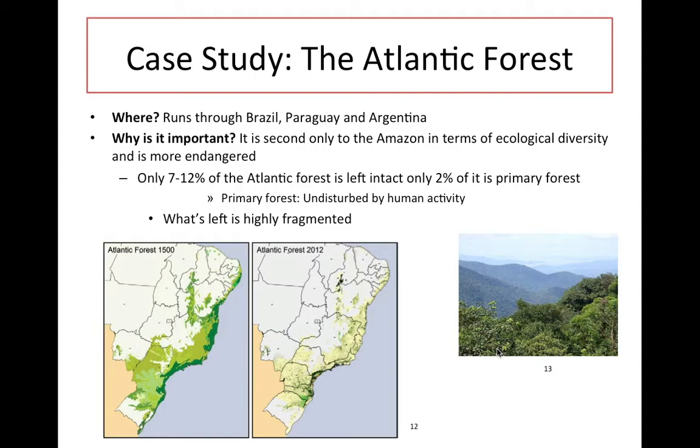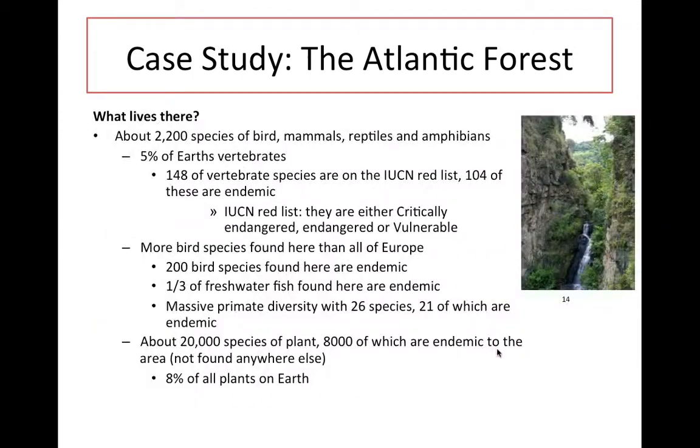It is second only to the Amazon in terms of ecological diversity and is more endangered. Only 7 to 12% of the Atlantic forest is left intact, and only 2% of its primary forest. Primary forest is undisturbed by human activity. And what's left is highly fragmented, and obviously that's a huge problem for genetic diversity. If you remember, fragmenting populations can cause a bottleneck.